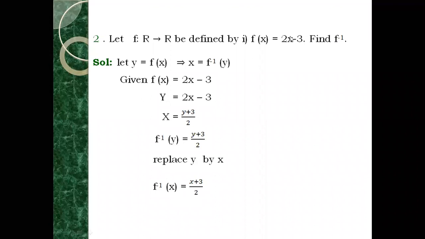So given f of x is equal to 2x minus 3, find f inverse. First we let y is equal to f of x. From that x is equal to f inverse of y. So here f of x is equal to y, so y is equal to 2x minus 3. In this relation we find the x value, moving minus 3 to the left side, x is equal to (y plus 3) by 2. So x is equal to f inverse of y, so f inverse of y is equal to (y plus 3) by 2. This is the inverse function for y.